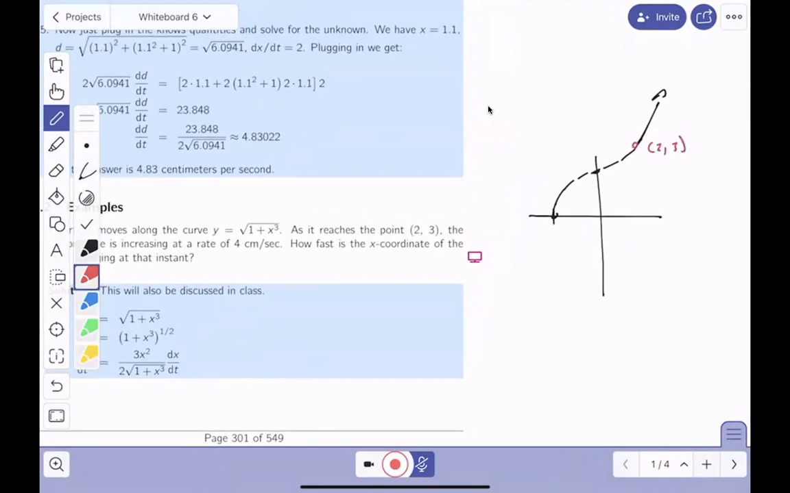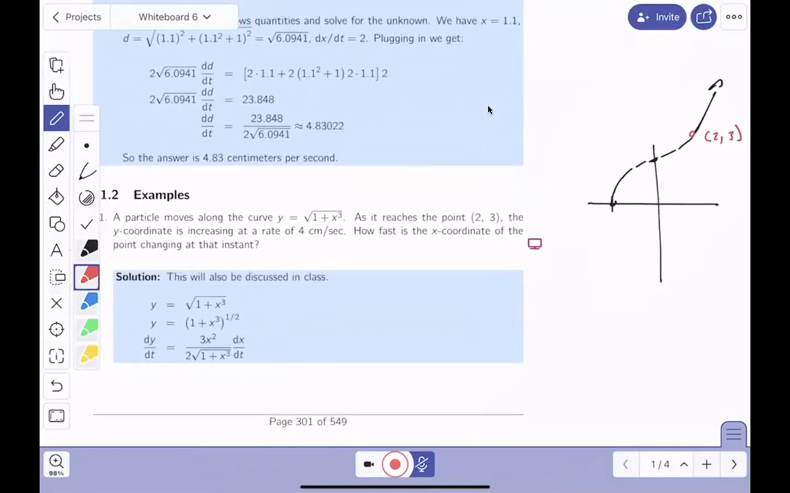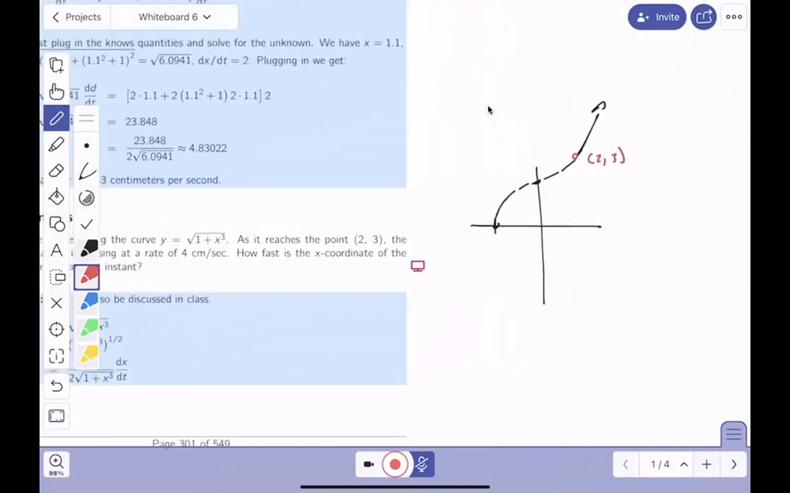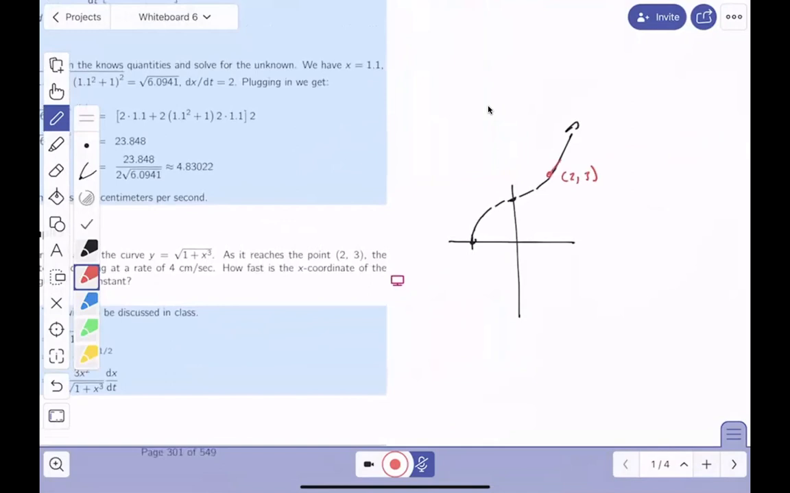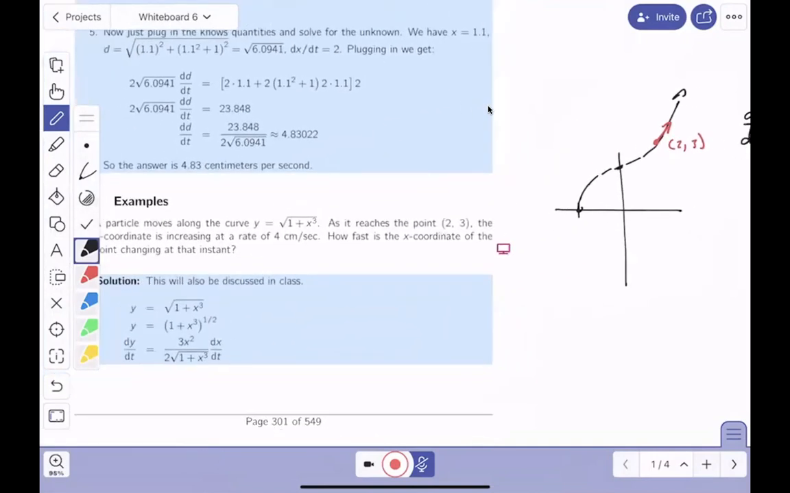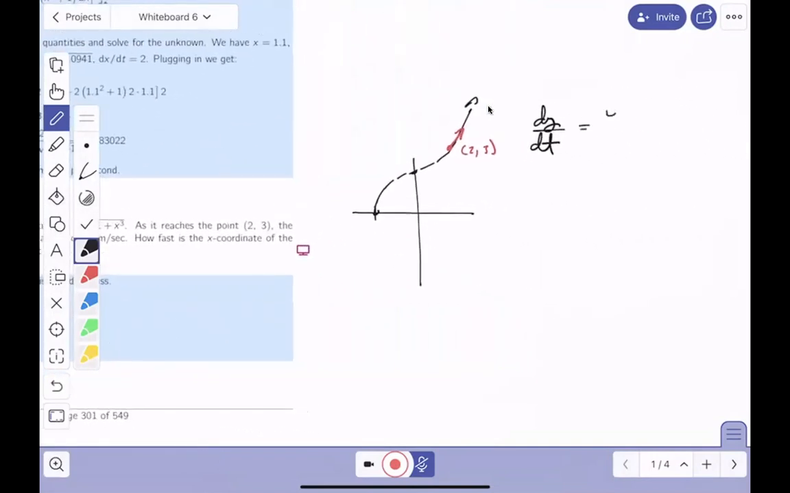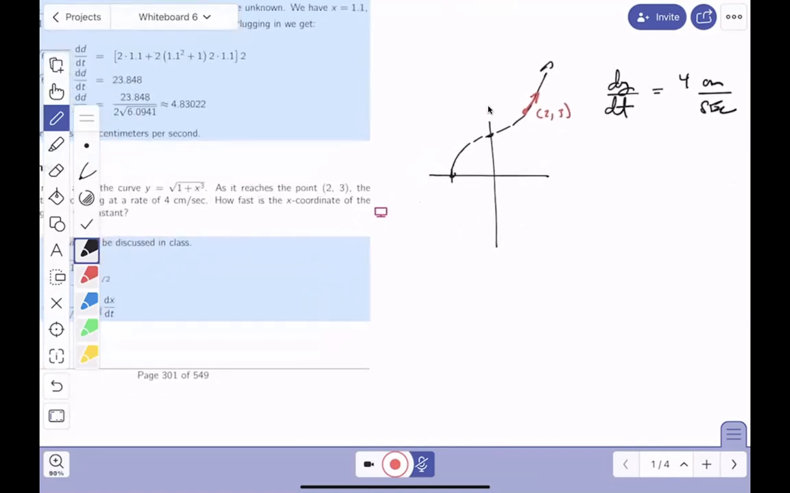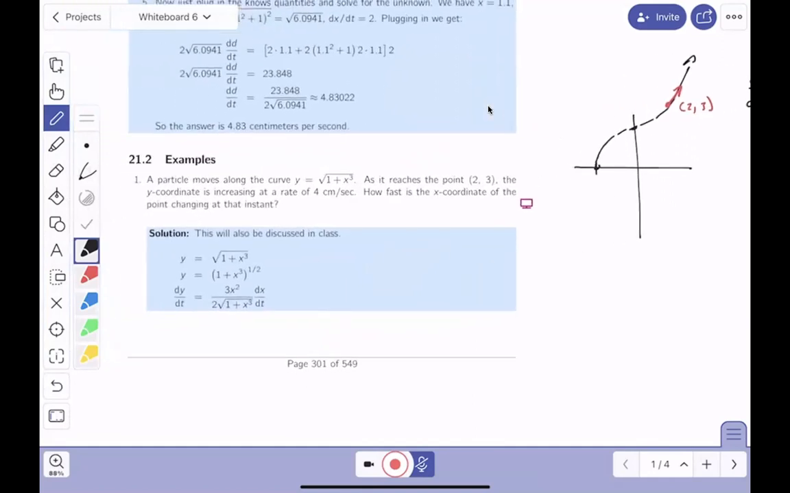Now that's on the curve. And if you plug in 2, you'd get 8. 8 plus 1 is 9. The root of 9 is 3. So (2,3) seems reasonable. What does it say? It says at the point (2,3), the y coordinate is increasing. Now, I hope you realize that means it's going up at that point. So let me write down what the y coordinate is doing. So dy/dt is increasing at the rate of 4 centimeters per second.